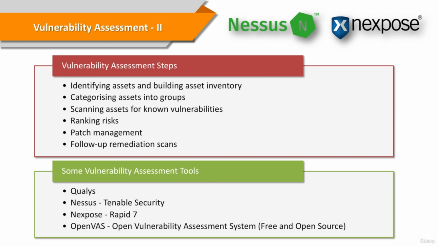A vulnerability assessment basically consists of the following steps: identify assets and build an asset inventory. Do you know what the asset is? No worries. Just wait for the next slide. Be patient, my young apprentice. Categorize assets into groups. Scan assets for known vulnerabilities. Rank the risks. Manage the remediation process. And perform follow-up remediation scans to be sure that they're gone.